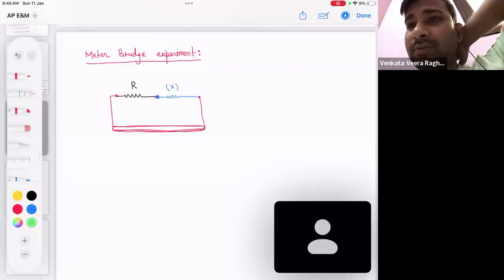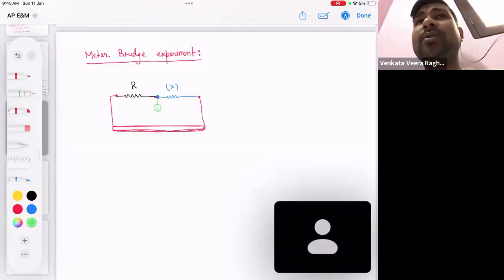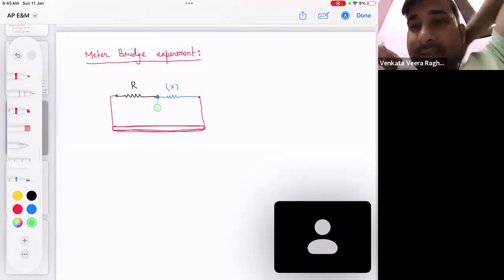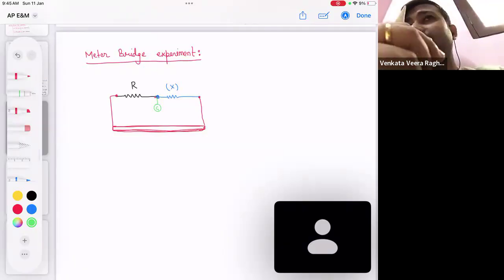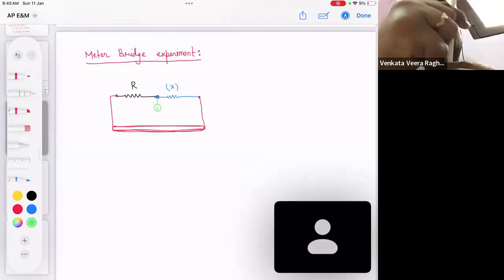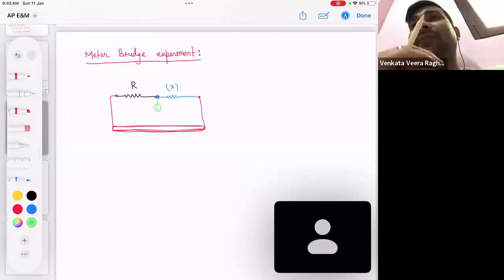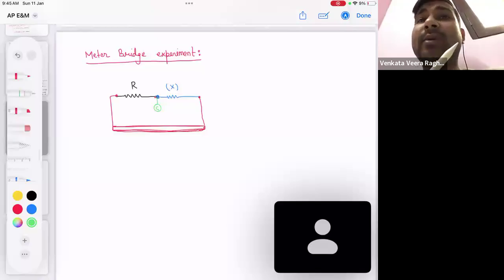And this branch is connected through a galvanometer. We will discuss the galvanometer in detail, but simply you should understand that a galvanometer is a device which detects the flow of current. When current flows through the galvanometer, its needle shows some deflection, indicating how much current is flowing. A galvanometer can detect a very small amount of current. It's a very sensitive instrument.